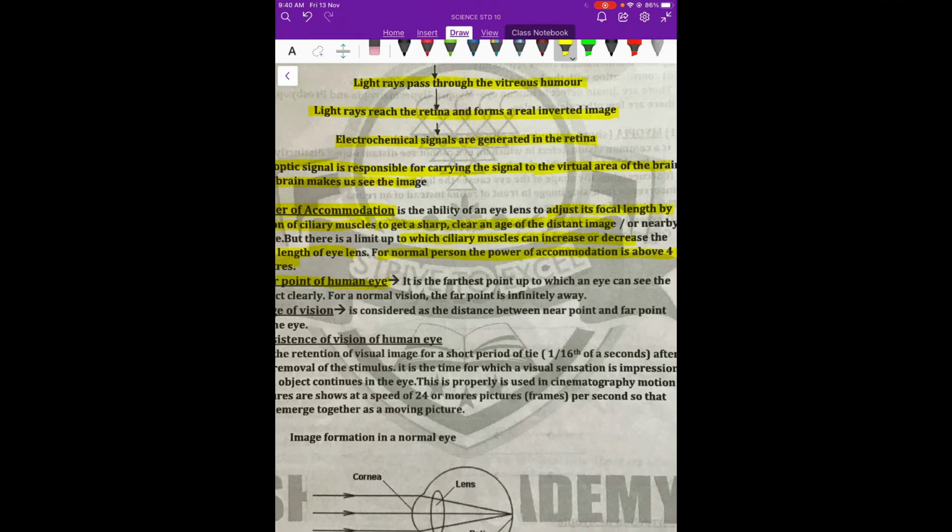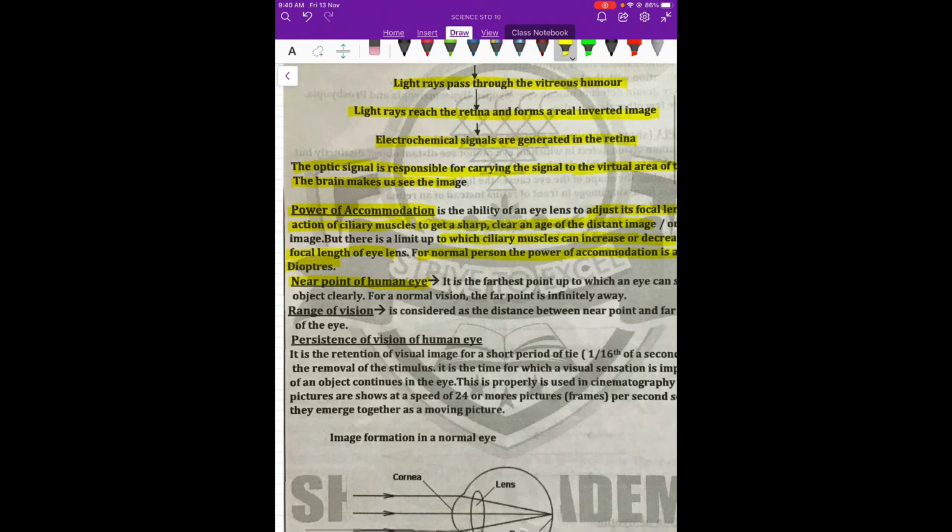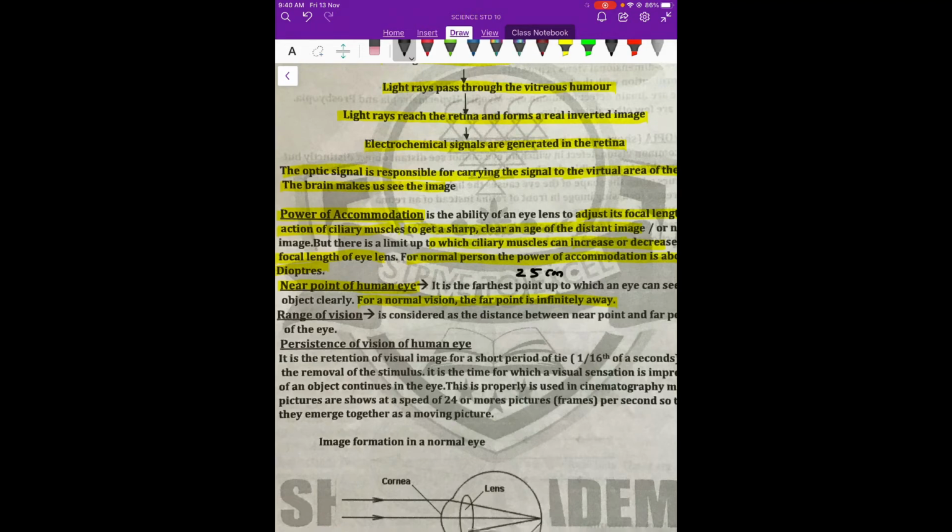Near point is the closest point at which a normal eye can see clearly. That is called the near point, and the farthest point is called the far point, the far away point. Maximum we can see at infinity. So for a normal person, the far point is infinity, and the near point of a normal human person is supposed to be 25 centimeters. So even when we are reading, we should keep the books at 25 centimeters, which is the ideal range.